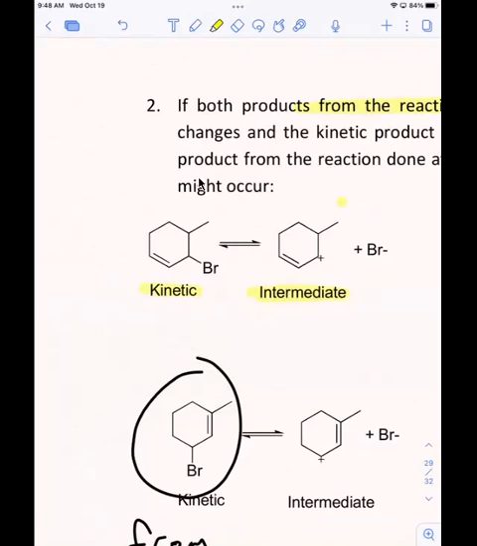I'm sorry, Dr. Russell, I think I missed your question. What changed going from the kinetic product on the left back to the intermediate? What's the difference? The bromine left. Okay, so bromine acted as a leaving group. Have we seen that before? Under what reactions have we seen that?